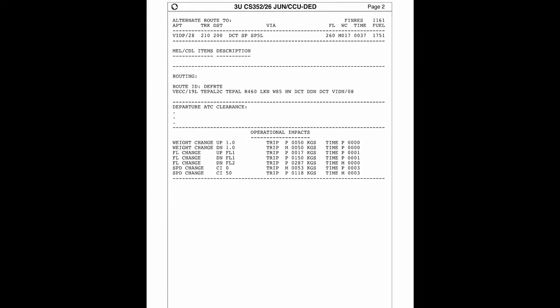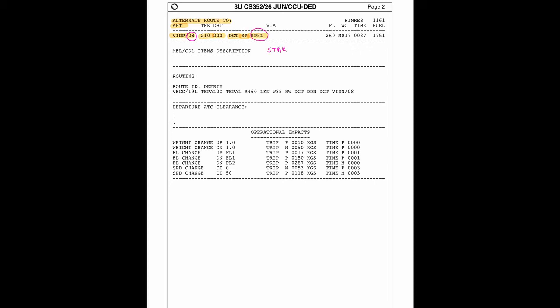So then the alternate routing. Airport VIDP runway 28, so we'll be landing on runway 28. Remember this, this is the runway. We are using a track of 210, distance is 200 nautical miles, then descent, then Sierra Papa, and then Sierra Papa 5 Lima. This is our arrival, the STAR, standard terminal arrival route.